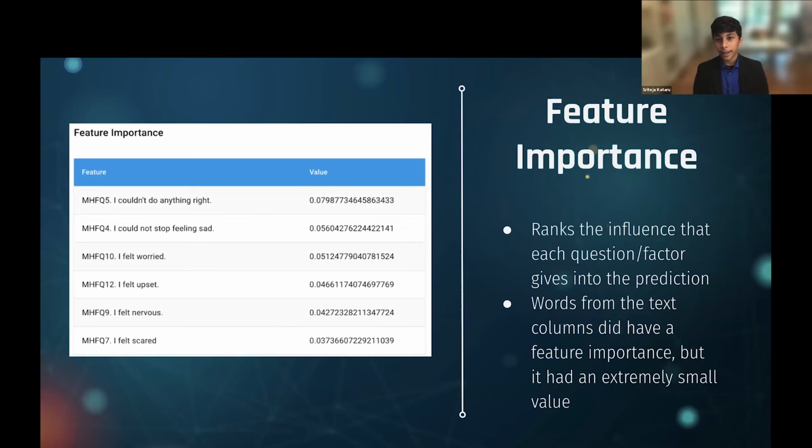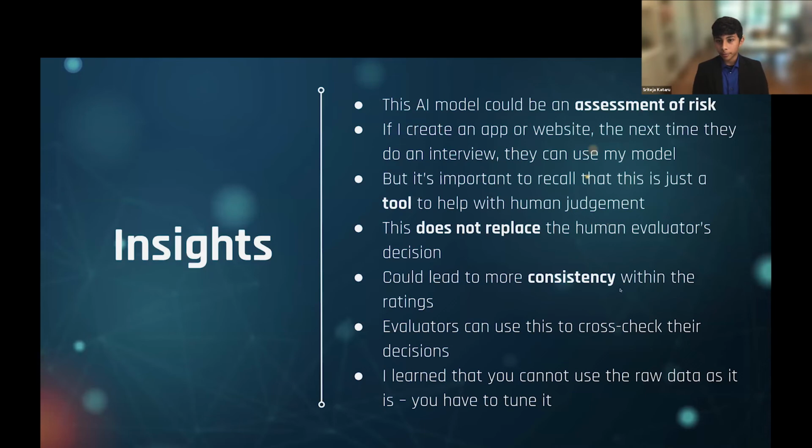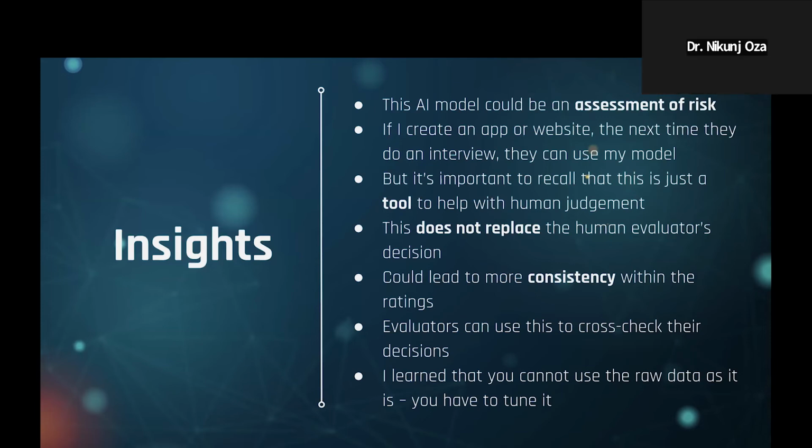So here are some insights after doing this project. This AI model could be an assessment of risk. So if I create an app or website, the next time that these people do an interview, they can use my model to help them. But it's important to recall that this is just a tool to help with human judgment. It doesn't replace the human evaluator's decision. And this could lead to more consistency within the ratings as well. Evaluators can use this to cross-check their decisions.